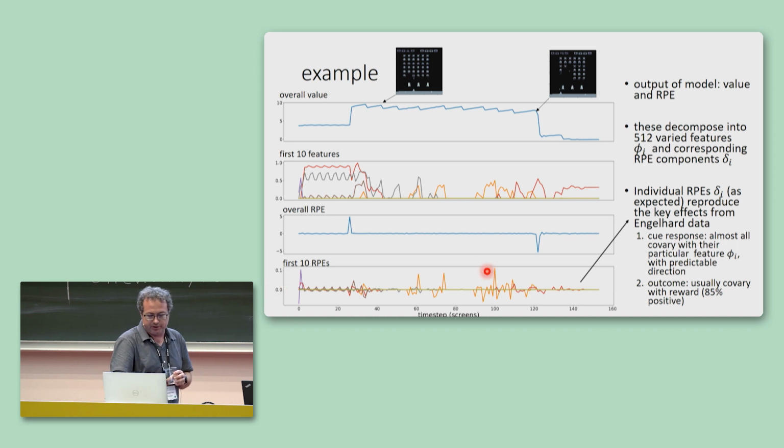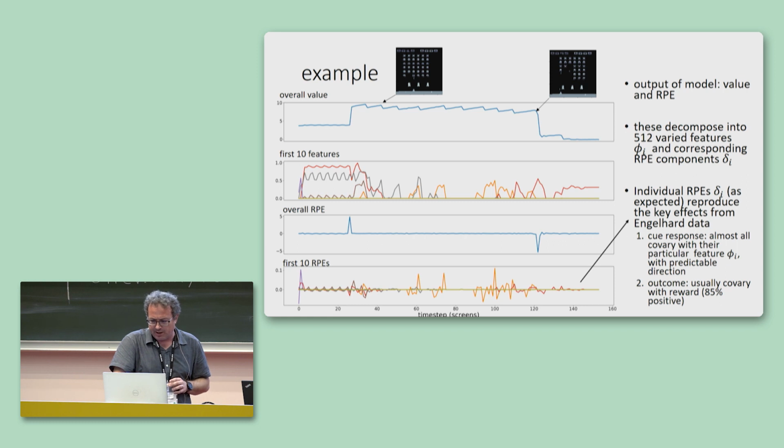They have this Q-like response, which is that they respond to their particular feature phi I with a particular direction, because of how they're computed. So they track this, or changes in this, the orange ones. And at the outcome time, because they all have the reward pumped into them, 85% of them, interesting number, covary with reward. So it really does capture the salient aspects of the data.